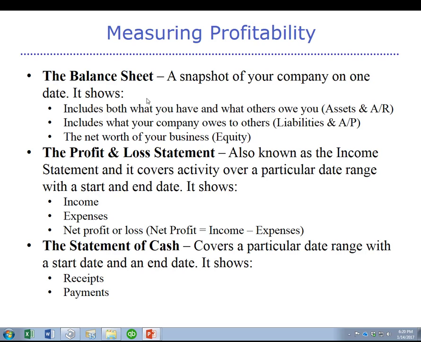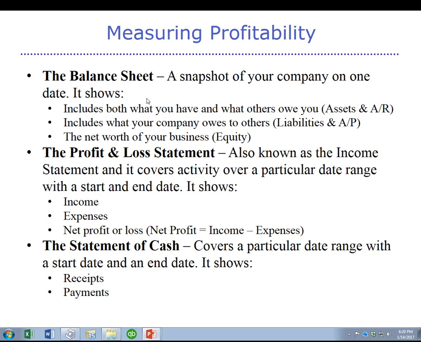The profit and loss, on the other hand, could be described as a movie of your company. The movie would be you have a start date and an end date. So I want to see what my business looked like over that date range. So it would show me my income, my expenses, and then my net profit, which is my income minus my expenses. The profit and loss is very helpful to know how your business did. The balance sheet is very helpful to know what you look like at a certain date.